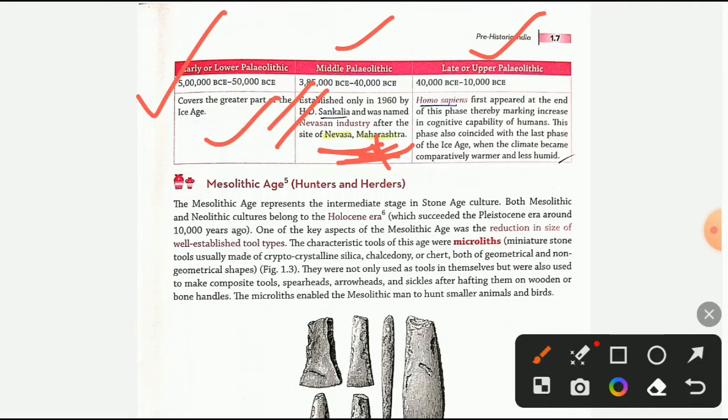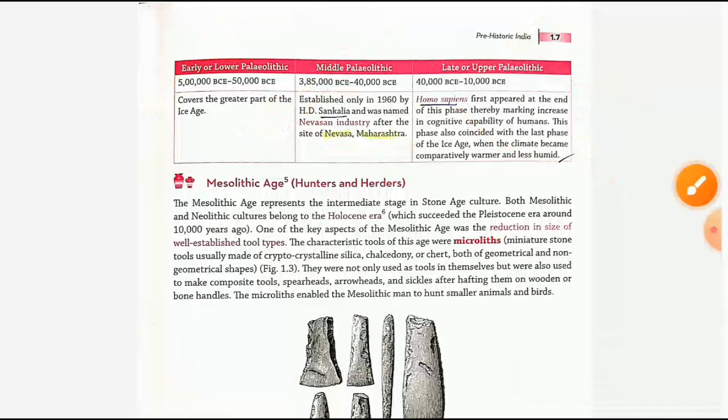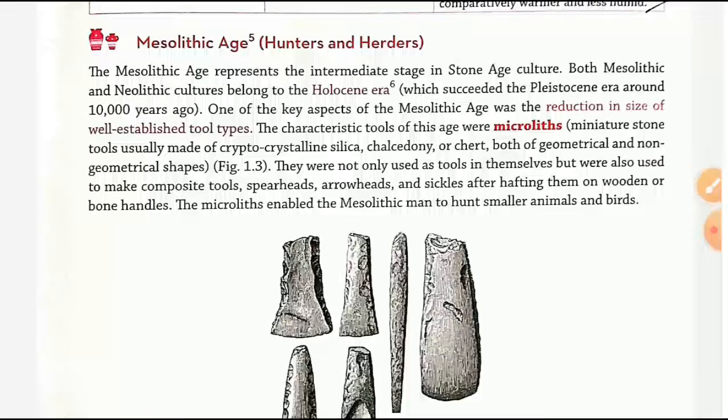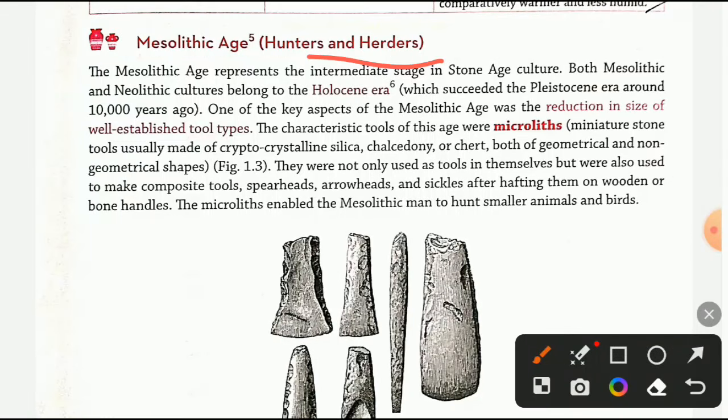This is also important. In the later Upper Paleolithic, Homo sapiens first appeared. So a question may be asked that from when Homo sapiens first appeared. It was late or Upper Paleolithic, that is 40,000 to 10,000 BC. Next is Mesolithic age. So Mesolithic age was mainly hunters and herders. So in Paleolithic we have seen food gatherers and hunters.